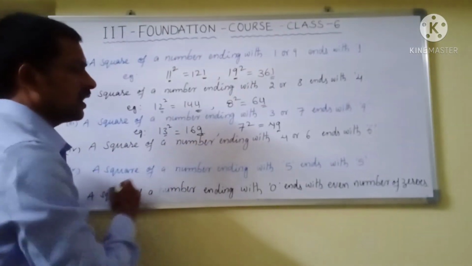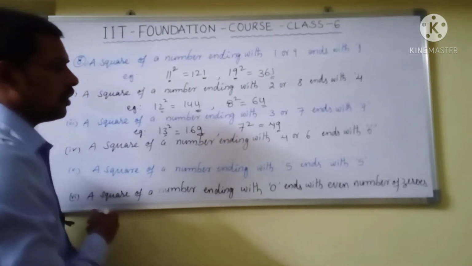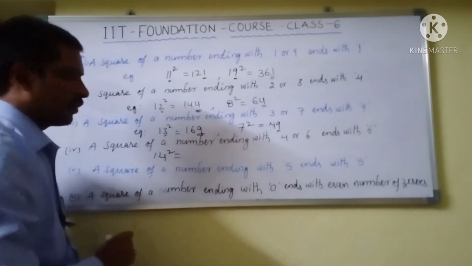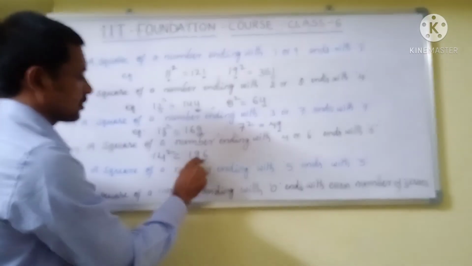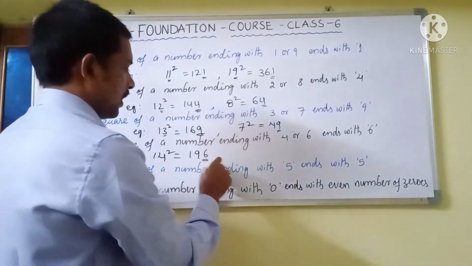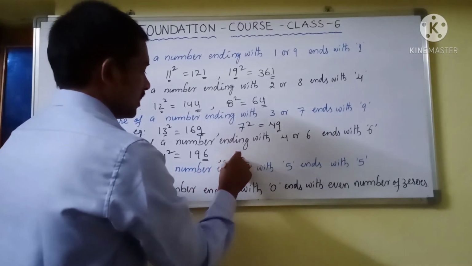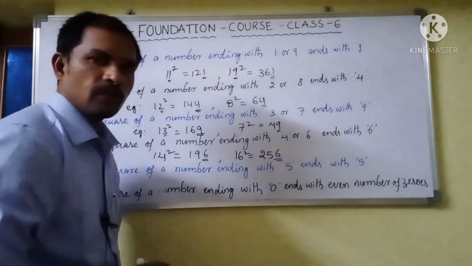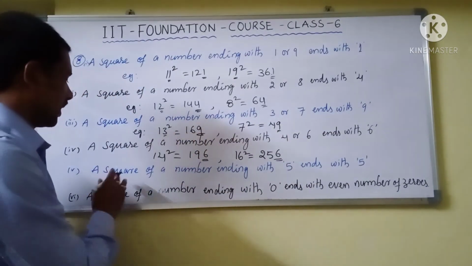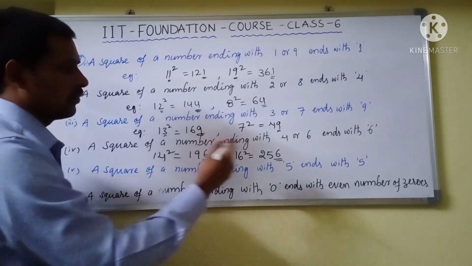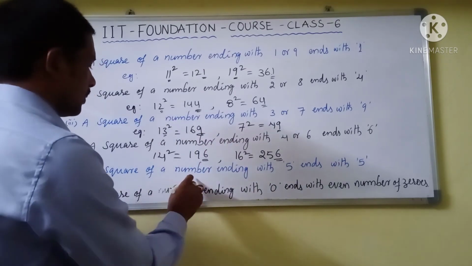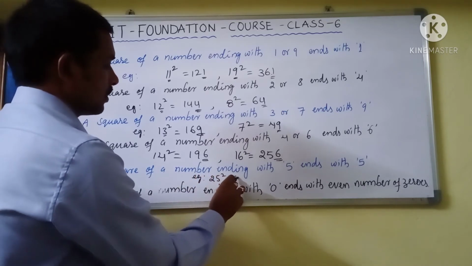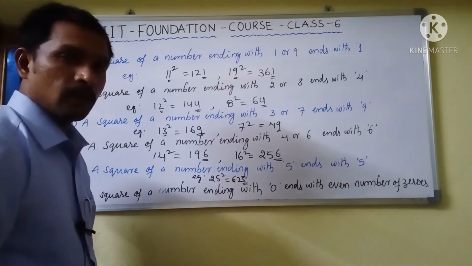The square of a number ending with 4 or 6. Suppose 14 square. What is 14 square? 196. That is ending with 6. And 16 square, that is 256. That is also ending with 6. The square of a number ending with 5 ends with 5. For example, 25 square, that is 625, ending with 5.